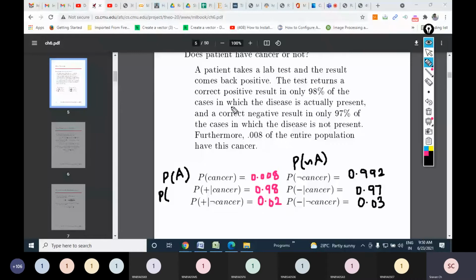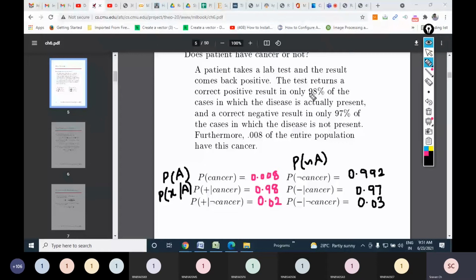So when he goes for the test, I represent this one with X. When he goes for the test, P of X by A means the test returns a correct positive result in only 98% of the cases. The meaning is the person has gone for the test and the percentage of positive result is 98. So P of X by A is 0.98.